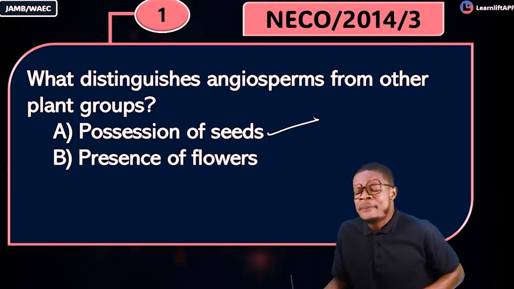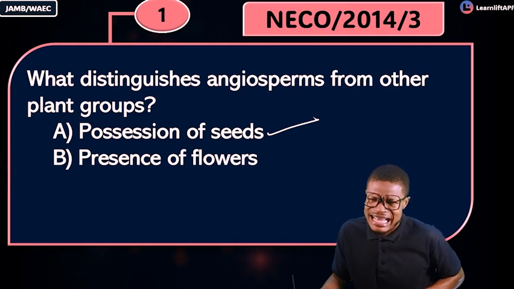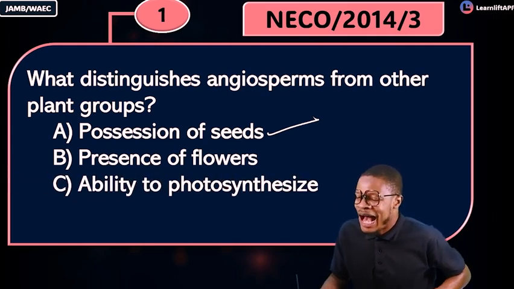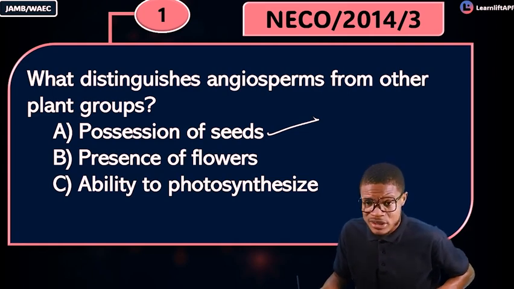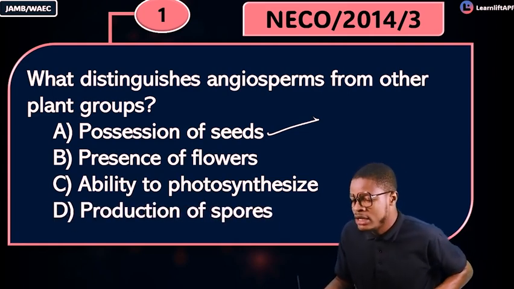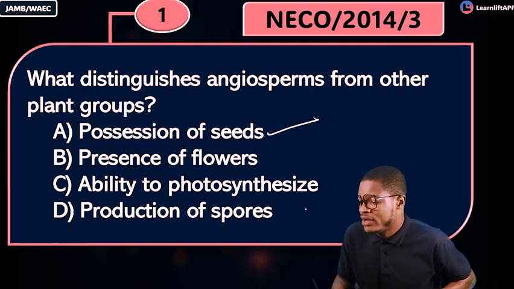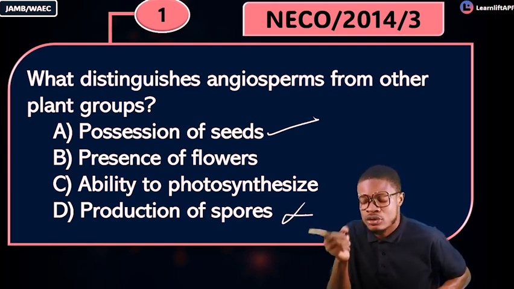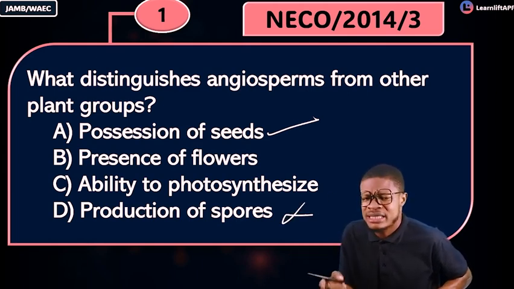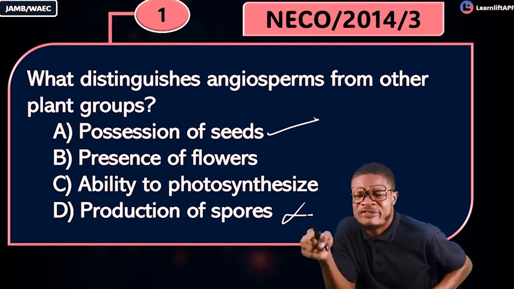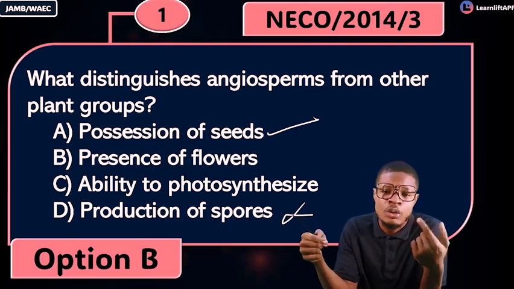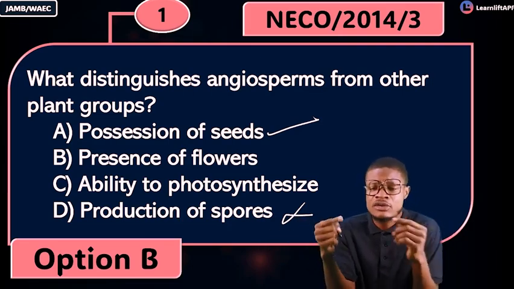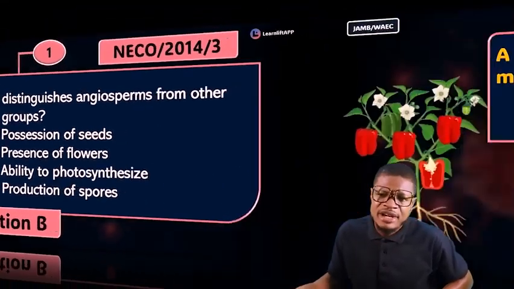Option B says presence of flowers. Option C says ability to photosynthesize. Of course, a lot of plants can photosynthesize. And then option D says production of spores. In fact, this one is totally out of the way. Angiosperms don't produce spores, right? So what's the correct answer? Presence of what? Flowers. Option what? B. That's why angiosperms are also called your what? Your flowering plants, because of the presence of flowers that they have. You get that very quickly.